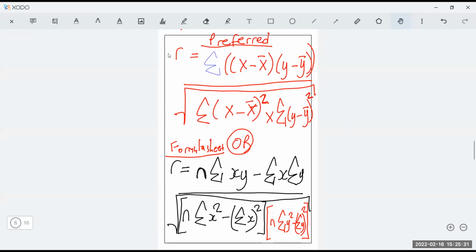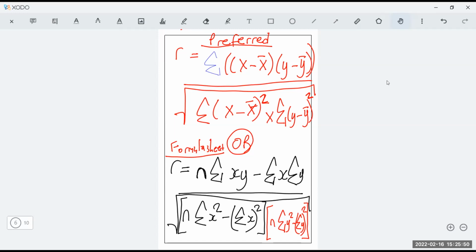So are you writing down these formulas? Hold on, I'm taking a screenshot. All right, no problem. All right, you got it?